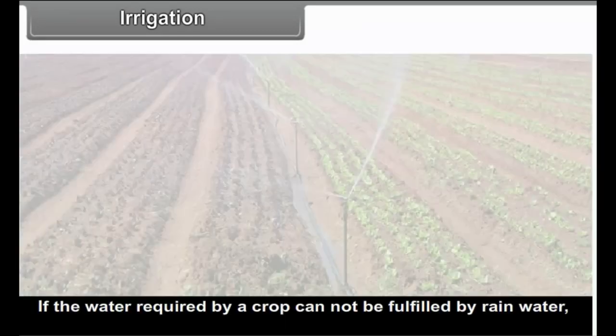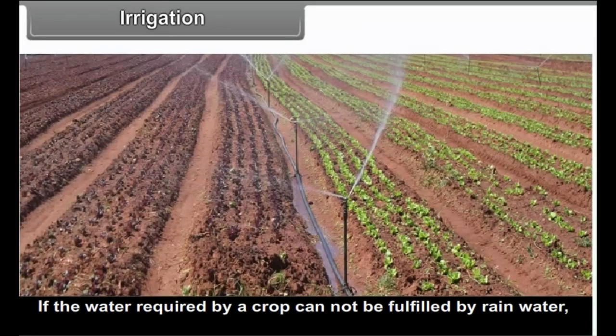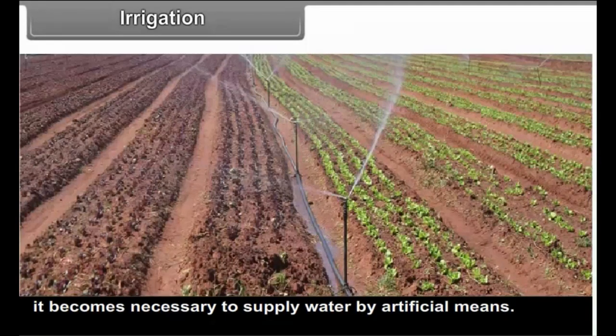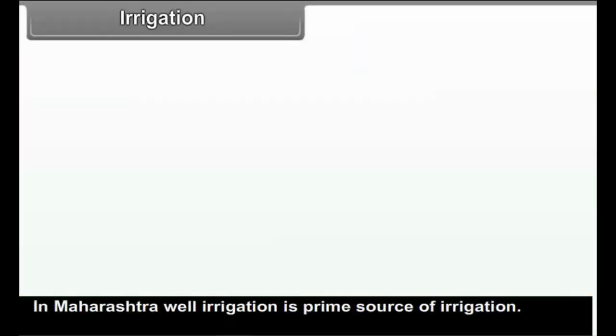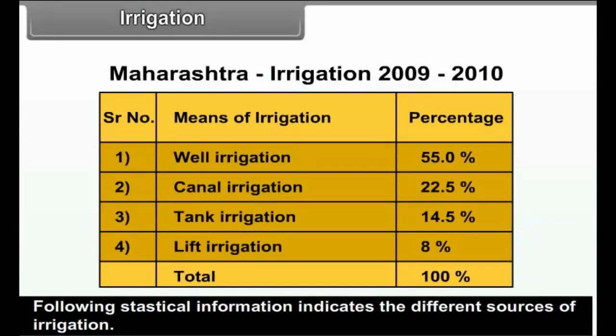Irrigation. If the water required by a crop cannot be fulfilled by the rainwater, it becomes necessary to supply water by artificial means. Such a supply of water through artificial means is called irrigation. In Maharashtra, well irrigation is a prime source of irrigation. Following statistical information indicates the different sources of irrigation.